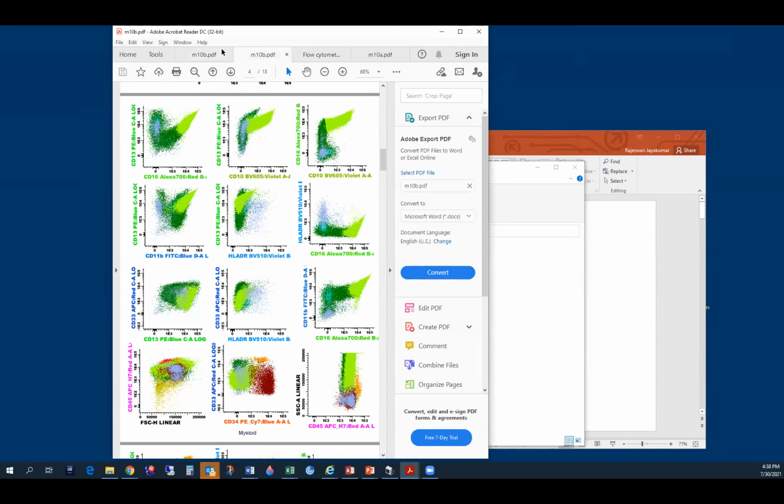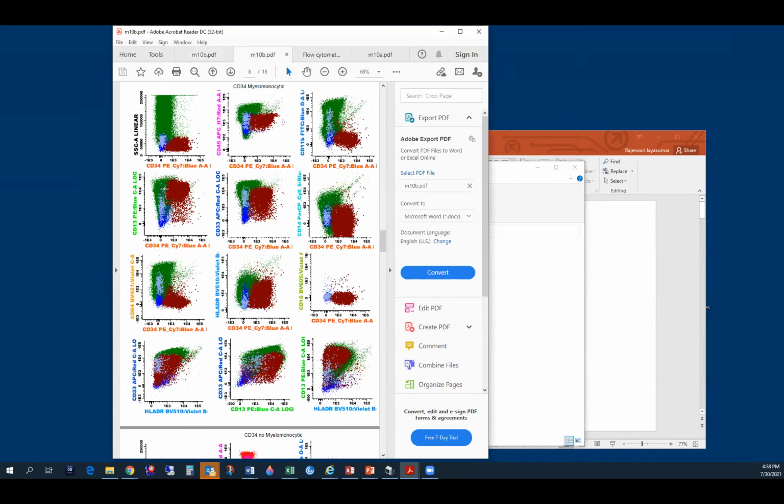The other thing is with the blasts. Here the brown population is the blast, and the greens are all the granulocyte cells. In a traditional myeloid panel, when you see CD13 and CD33 versus CD34, you can trace the maturation of these cells.